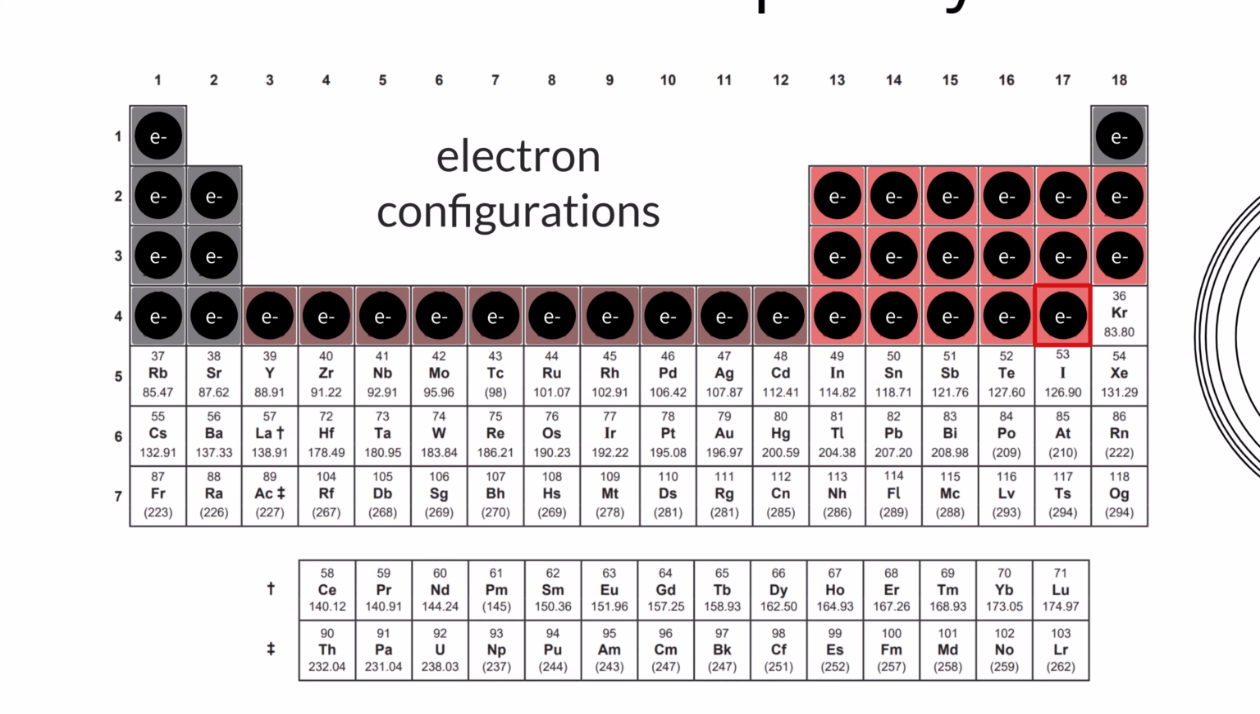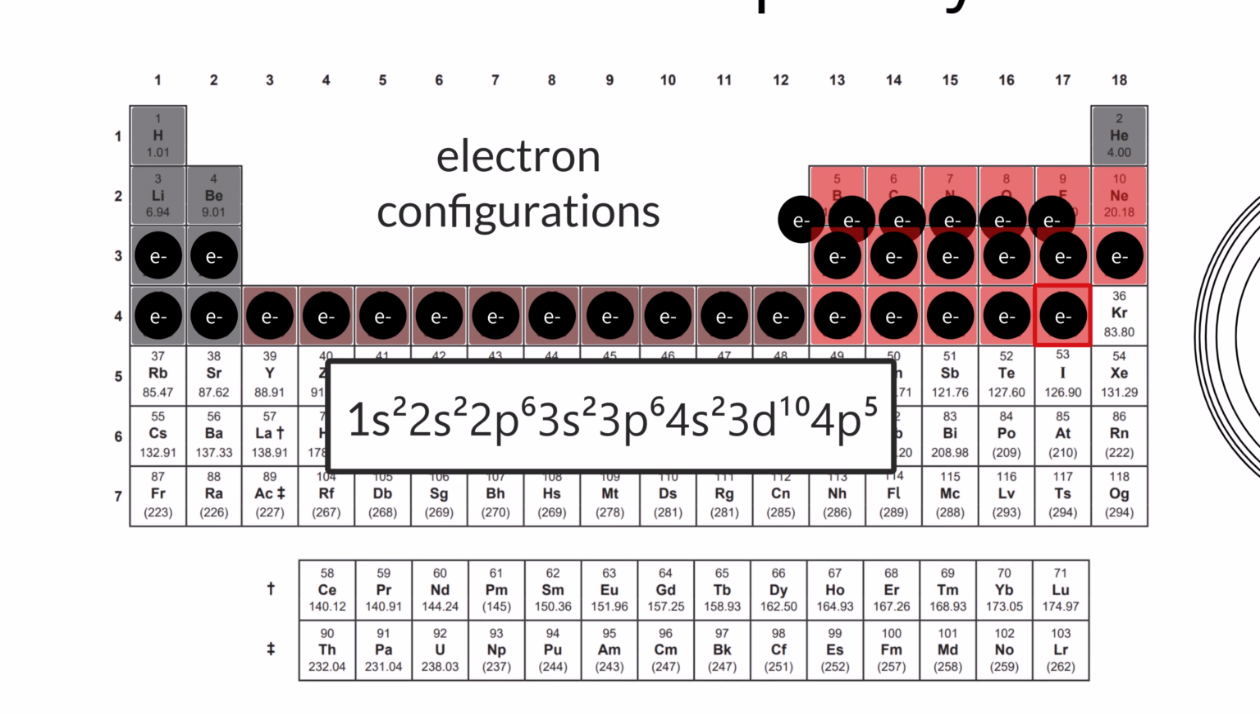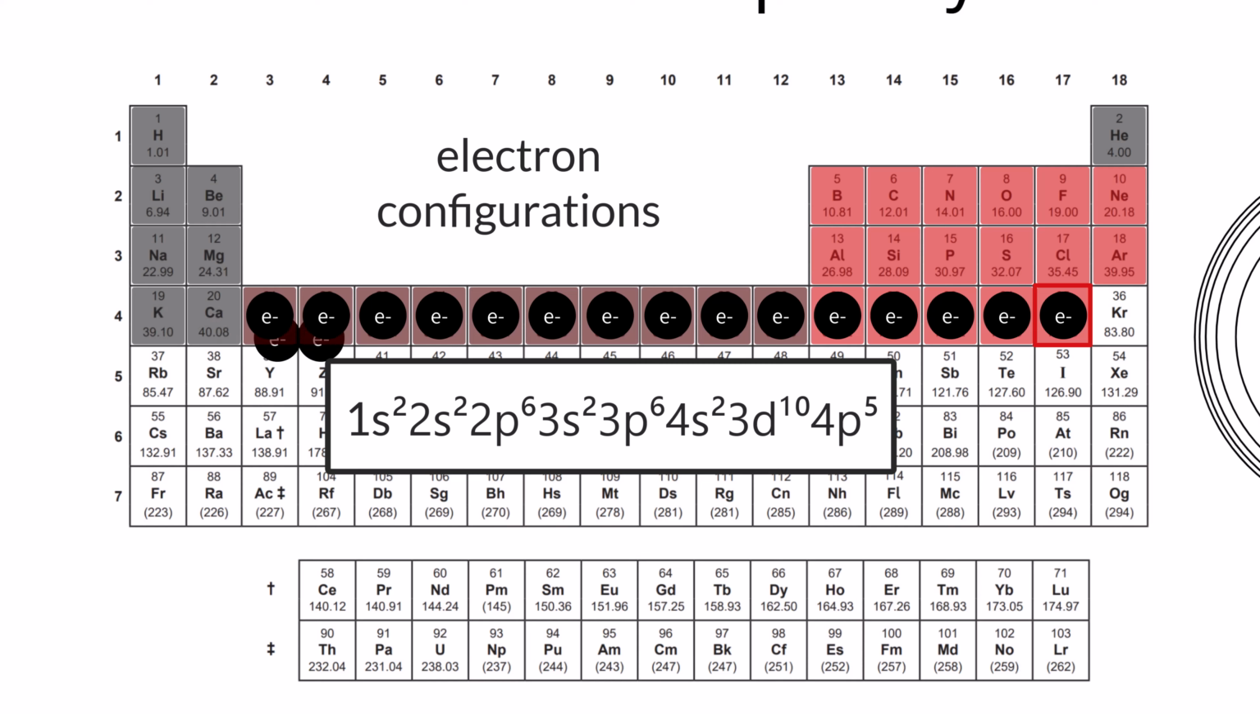So, just using the periodic table, we can figure out the electron configuration of bromine, which is 1s2, 2s2, 2p6, 3s2, 3p6, 4s2, 3d10, 4p5.